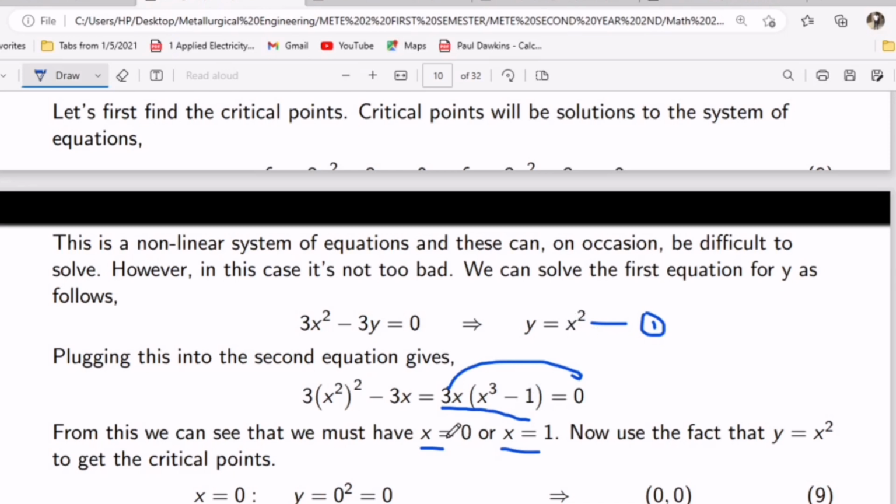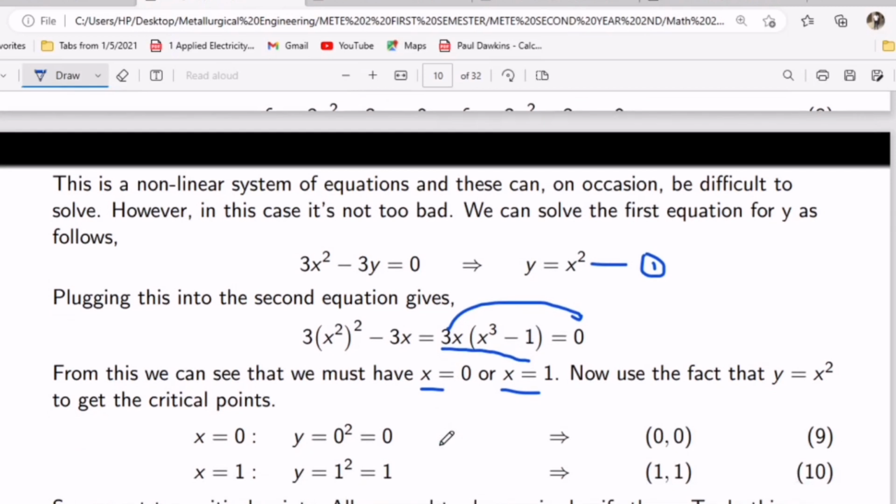So in this case, we're going to say that when x is equal to 0, what do you get for y? You get 0. So the critical point becomes what? 0, 0. And when x is equal to 1, you substitute that into the equation, you're going to get that y is equal to what? 1. So the critical point becomes what? 1, 1.